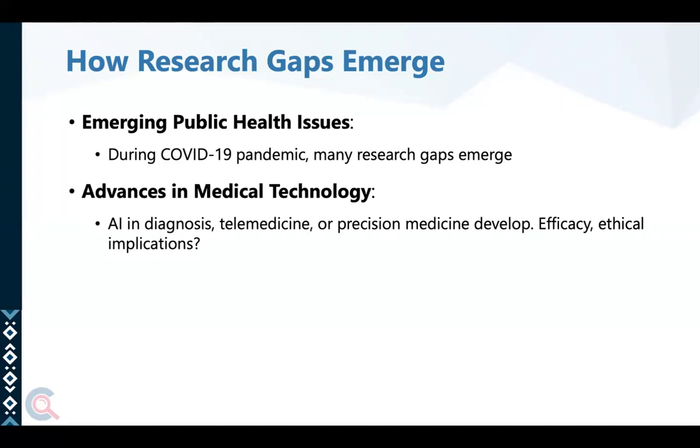And there are questions on how can we use AI for diagnosis? How do we integrate it in telemedicine? For example, precision medicine that arises from genomics, genetics, AI. These are areas that are emerging as the technologies also evolve. We don't know how effective these new technologies are in practice. We don't know the ethical implications. So these are hot areas.